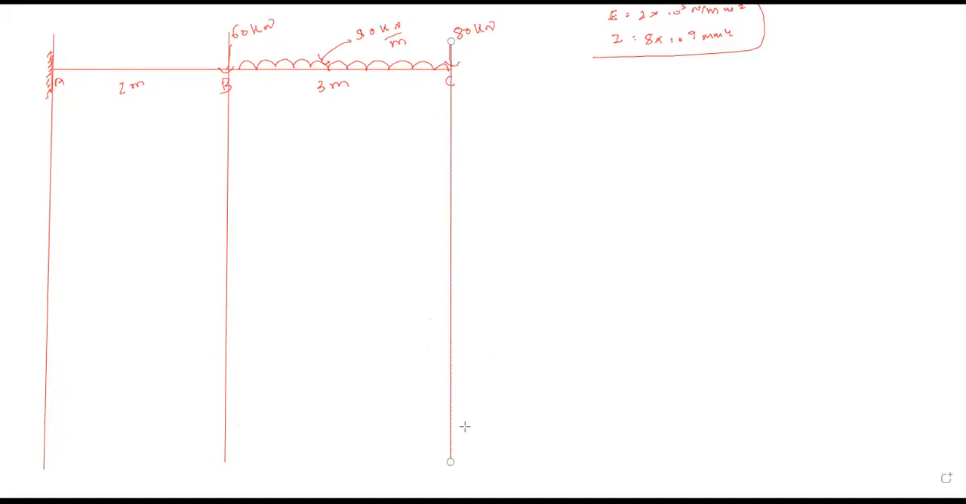I am repeating my statement. Whenever a combination of uniformly distributed load and point load is given, in such a situation you need to consider the bending moment diagram due to UDL alone, and you need to consider the bending moment diagram due to point load alone. Please confirm in the chat box. Is it okay?